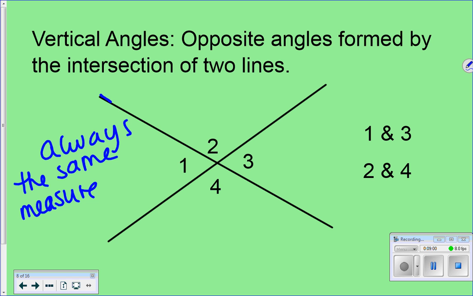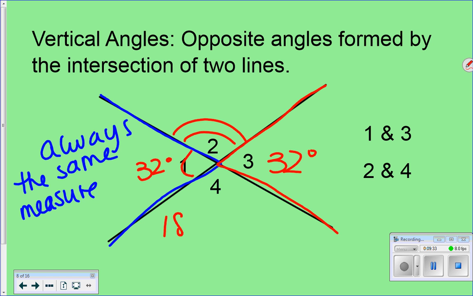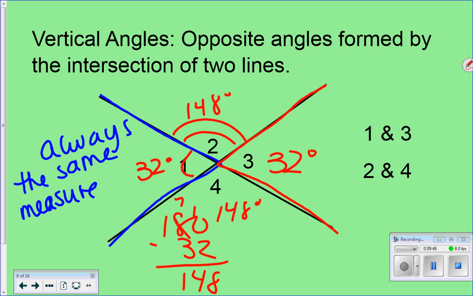So let's say I was going to measure this one, and then let's say I was going to measure this one. They're going to have the exact same degrees. So they're going to be exactly the same. So if I would say 1 is 32 degrees, what does it measure 3? 32 degrees. Could I use that to figure out what 2 and 4 are? I could. Because what do I know about a straight line? 180. So if I know this is 32, how could I figure out what this one is? Yep, 180 minus 32. Let's see. 148. This would be 148. And then what other one is 148 in here? Yep.